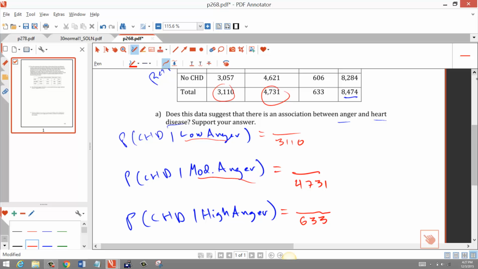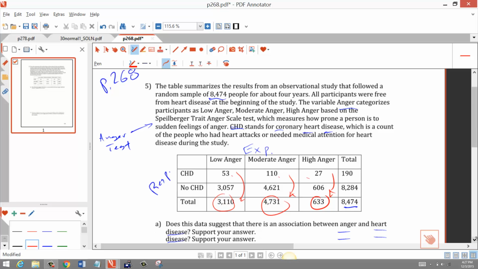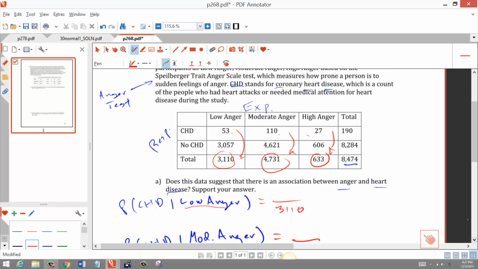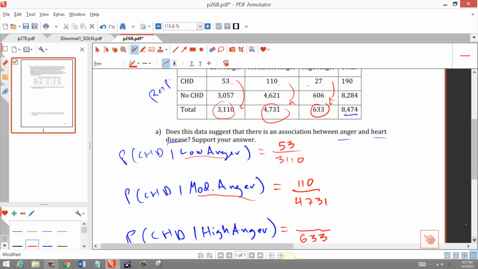What are the chances that you ended up with heart disease? Well, we basically take all of these heart disease people and divide them by how many are in each of these groups. So there were 53 low anger people who had heart disease. And then there were 110 moderately angry people who had heart disease. And then there were 27 people with high anger who ended up with heart disease. So what are each of these percentages?